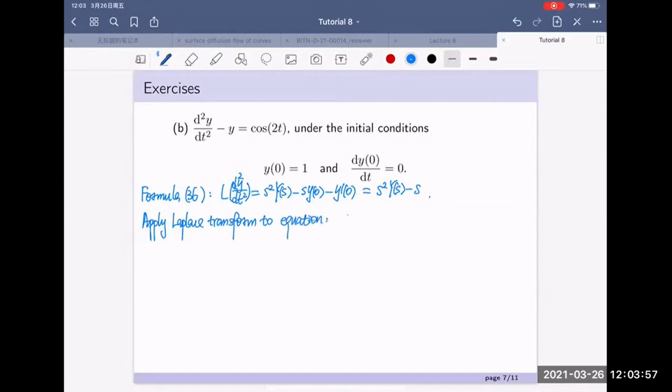You obtain s squared capital Y minus s minus y equals the Laplace transform of cosine 2t. Well, cosine 2t, cosine of 2 times t, is in formula 8. You should use formula 8 now.